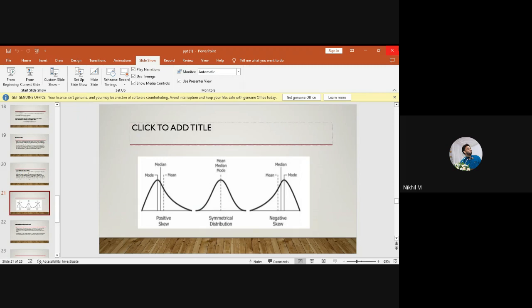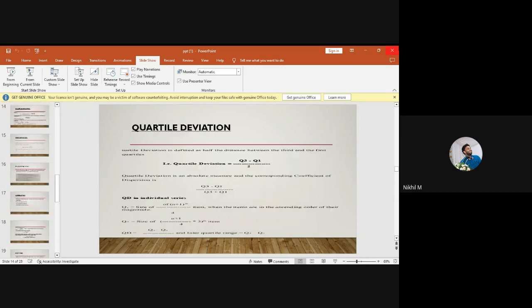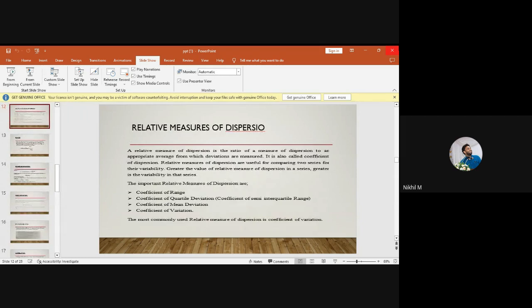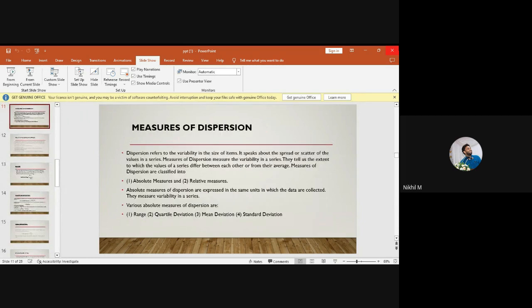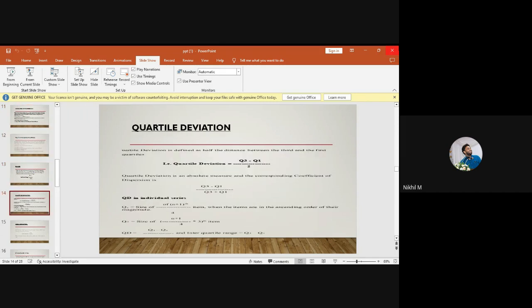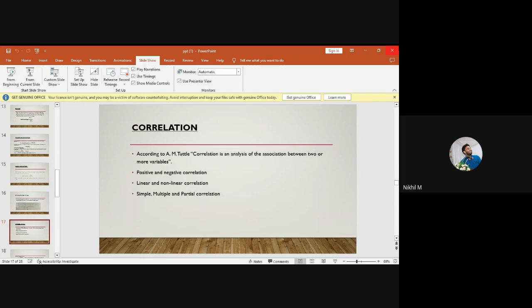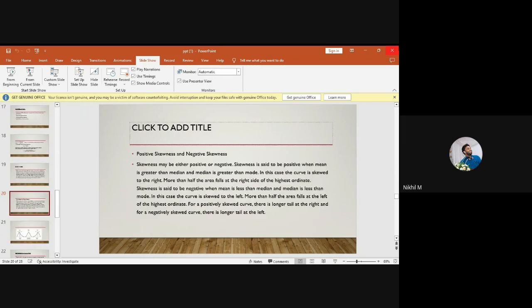The first one, measures of central tendency: mean, median, mode, harmonic mean, and geometric mean. Next area, measures of dispersion, classified into absolute and relative. Absolute measures are of four types, and similarly relative measures are of four types: range, quartile deviation, mean deviation, and standard deviation, with their coefficients. Then correlation, regression and skewness. These are the areas covered in today's session.